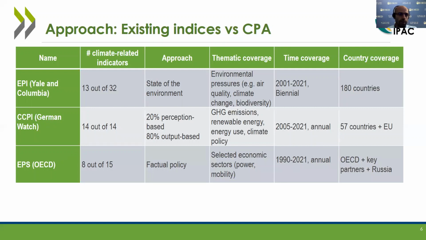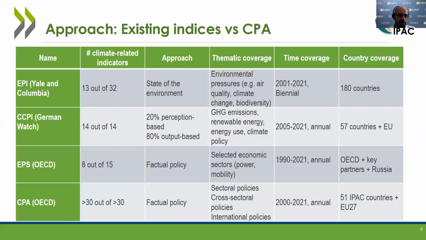The next indicator is the Environmental Policy Stringency Index. So here 8 out of the 15 indicators are actually climate related, and it covers factual climate policy. So for example, the level of emission limit values in selected economic sectors, and it clearly falls into the category of actions and opportunities of the IPAC dashboard.